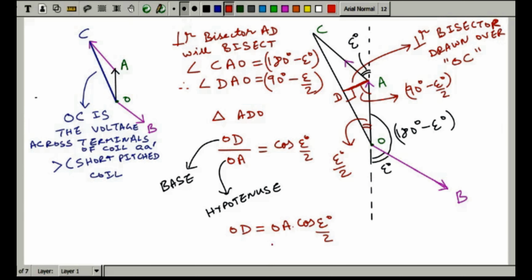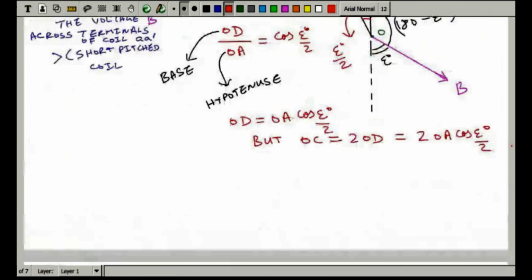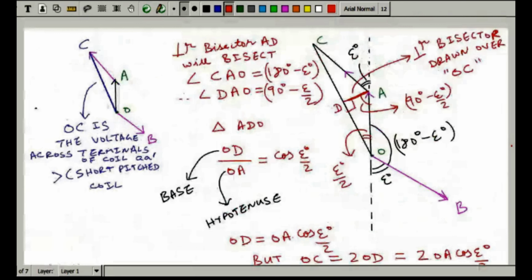But what is OC? We say that OC equals twice of OD. So instead of OD we can write OA into cos epsilon by 2. So this is OC. Now we are somewhat closer to finding the pitch factor.